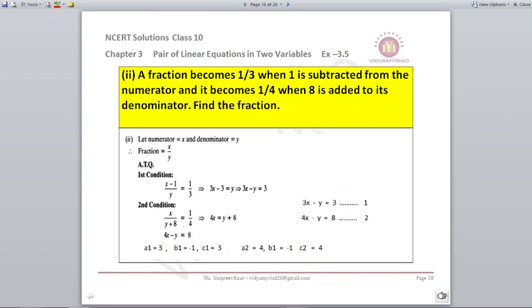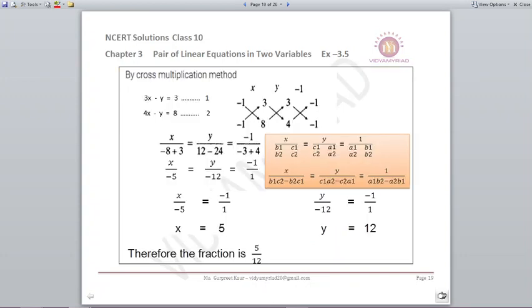From this we know what is a1, b1, c1, a2, b2, c2. Using this and applying the cross multiplication method, I can find the values of x and y. x upon minus 5 will be equal to y upon minus 12 will be equal to minus 1 upon 1. x comes out to be 5 and y comes out to be 12, and thus the fraction x upon y will become 5 upon 12.